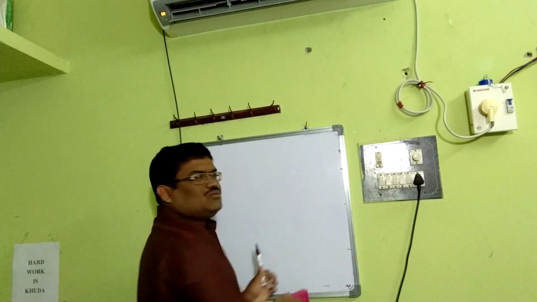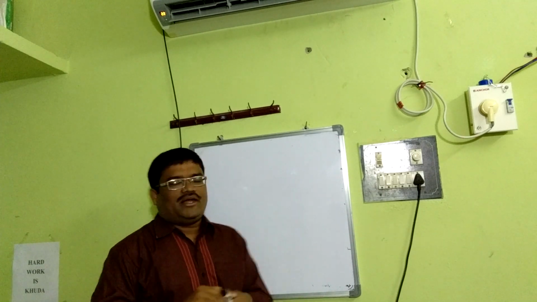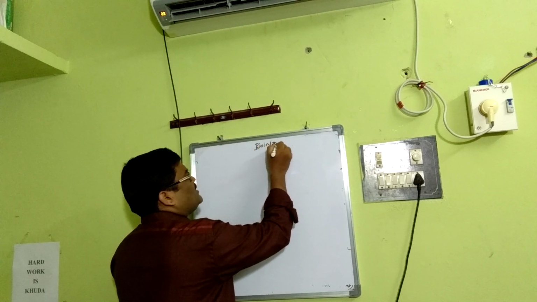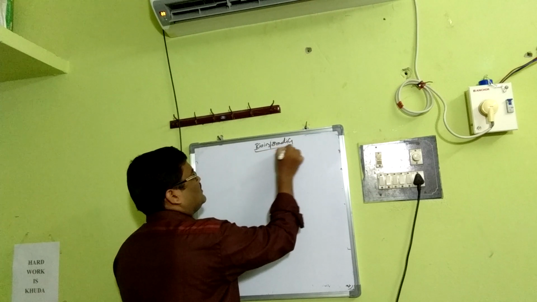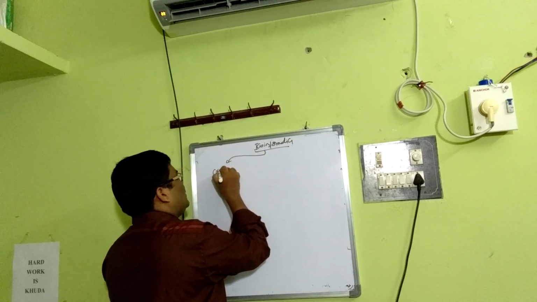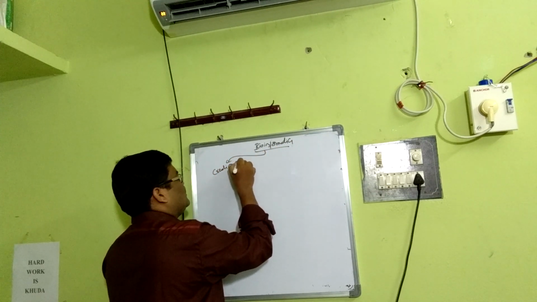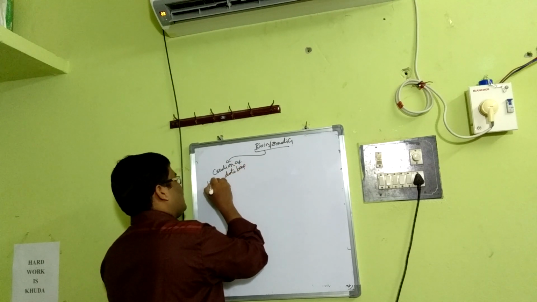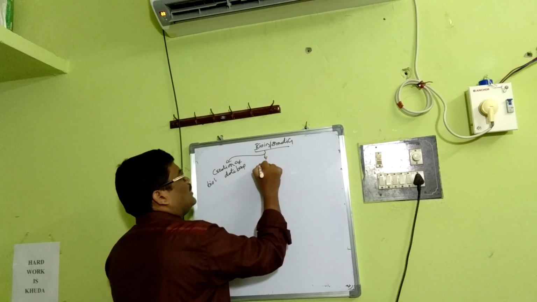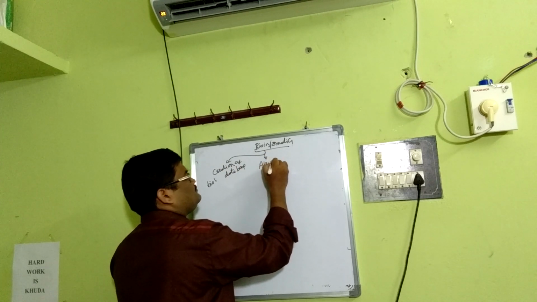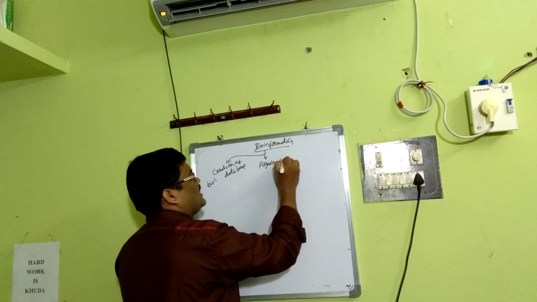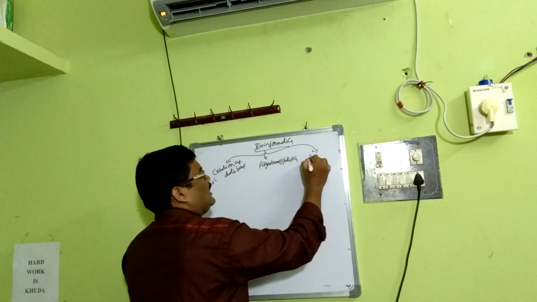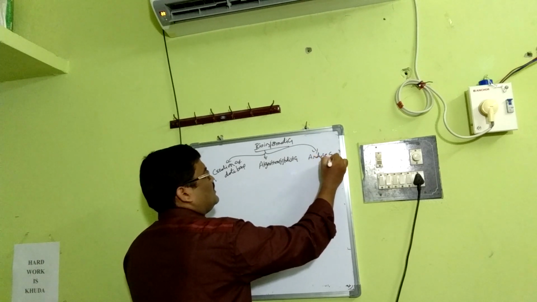To understand the tools, we have to understand the working mechanism of bioinformatics. Bioinformatics is based on three essential components. Number one, creation of database, creation of biological database. Number two, algorithms and statistics. Number three, analyze and interpret.